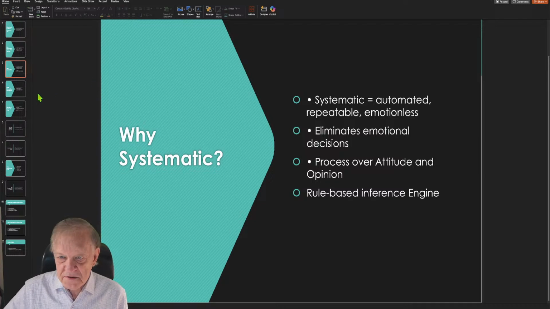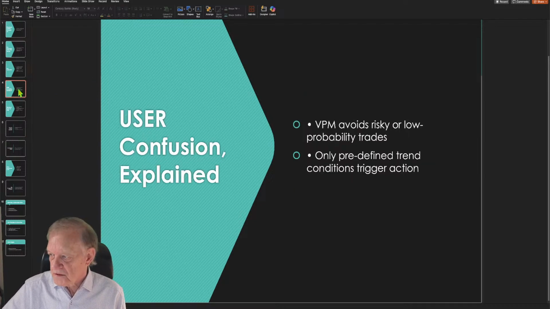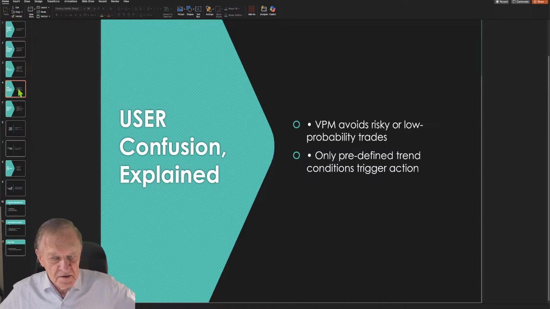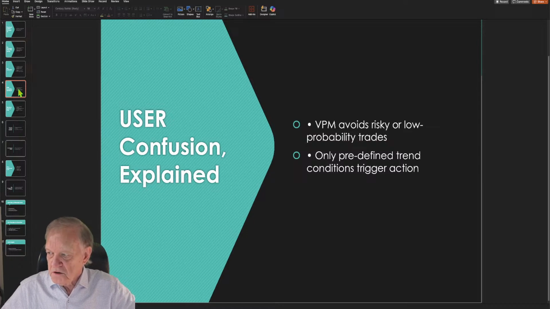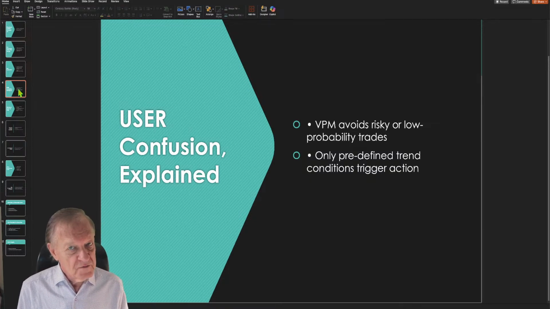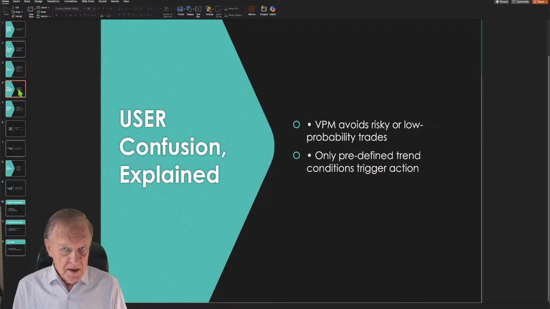All right, so let's just keep going down the list here because I want to get to this. A lot of this stuff is just going to be things I've already discussed. So a couple things. VPM avoids risky and low probability trades. Every one of, you'll see here in a minute, but every symbol in our database, all 14,700 and change, all have what I call a statistical map. They know every trade that's ever been suggested by the model, so 100% transparency. It shows you the good, bad, and the ugly.